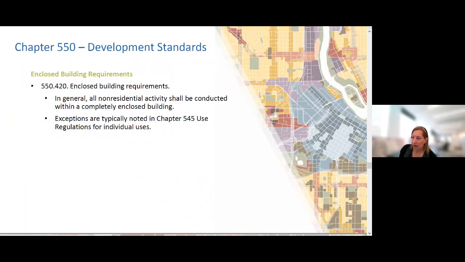If there's a proposal for a non-residential use that includes any functions that are not enclosed in a building, you'll want to reference the enclosed building requirements, which have been primarily compiled in one section now. They used to be spread across all different districts. In general, all non-residential activity is required to be enclosed. Exceptions to this rule that apply to more than one use, like outdoor dining, children's play equipment, and outdoor storage, are included in this section in Chapter 550. More exceptions to this provision have been added than were allowed before.